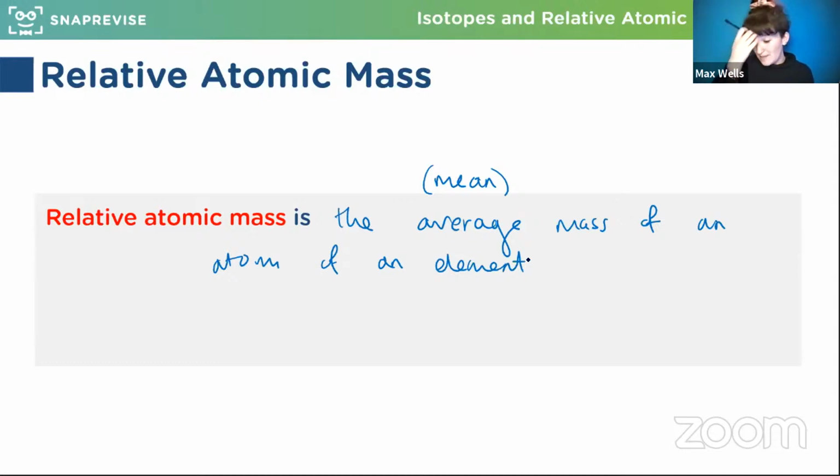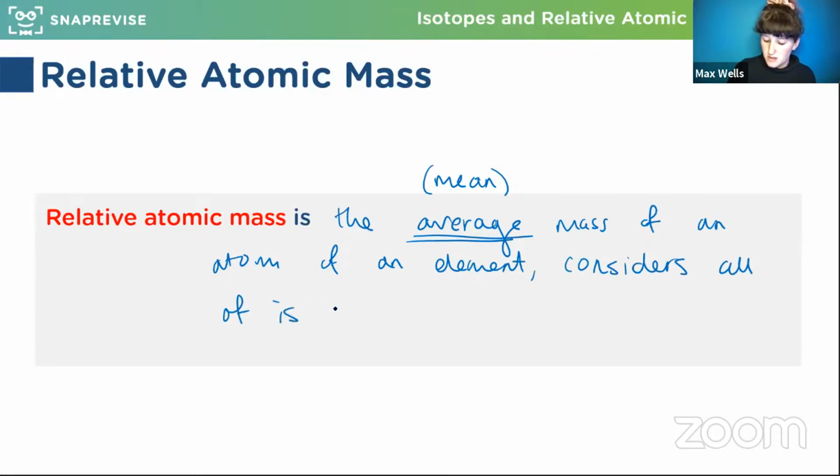At GCSE, we're quite happy to just say it's the average mass of an atom of an element. Because we talked about it being an average, it considers all of the isotopes of an element. We know that there will be different isotopes, different atoms of the same element but with different masses, so we're taking an average, the mean, of all of those masses.